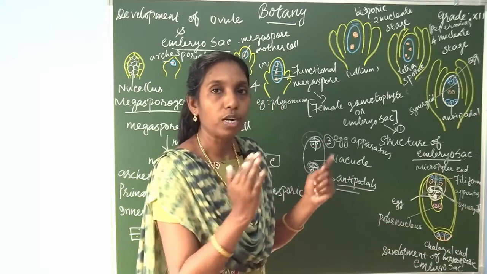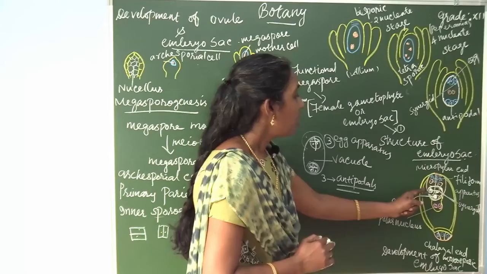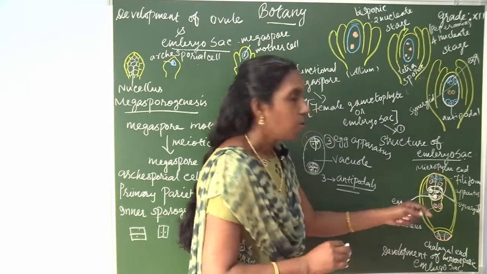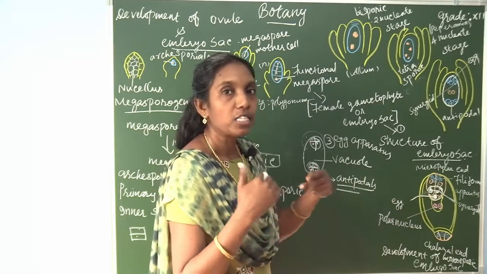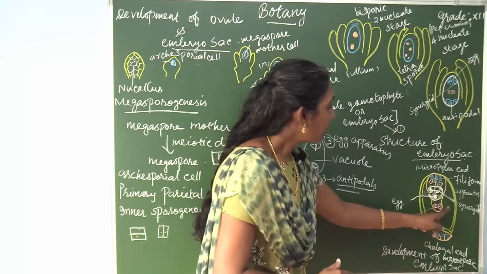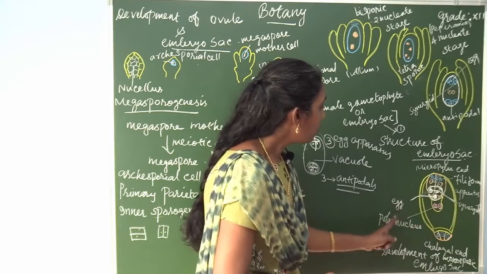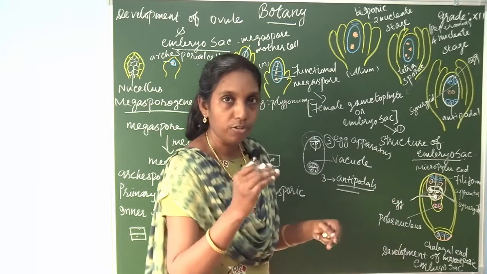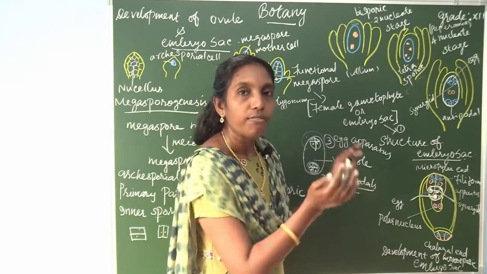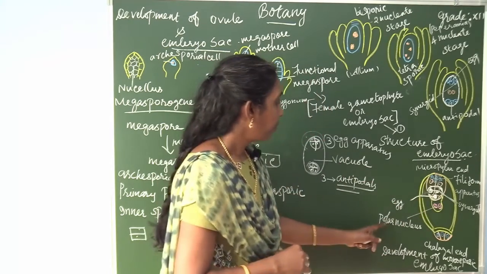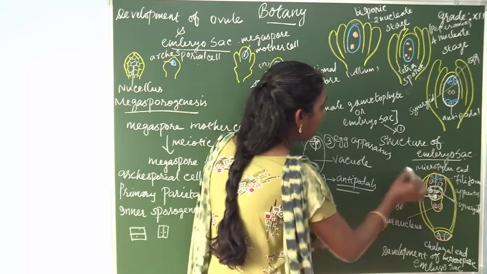The remaining one among the four cells forms the polar nucleus in this region, which remains free. So among the four cells at the micropylar region, the rest one forms the upper polar nucleus.